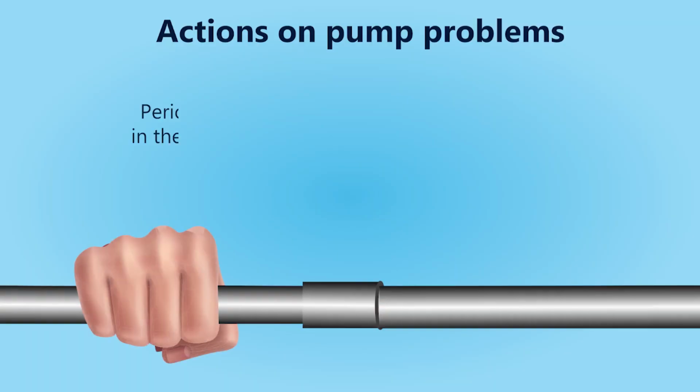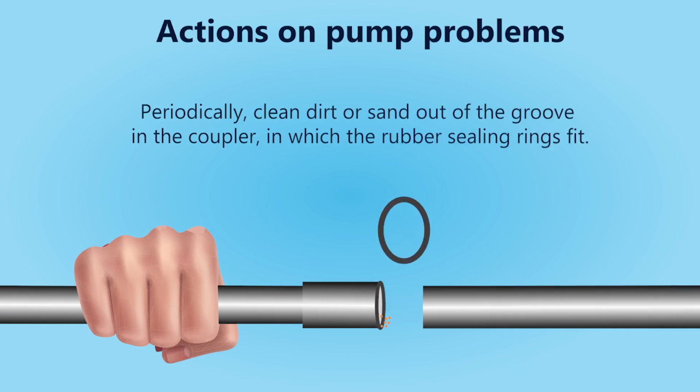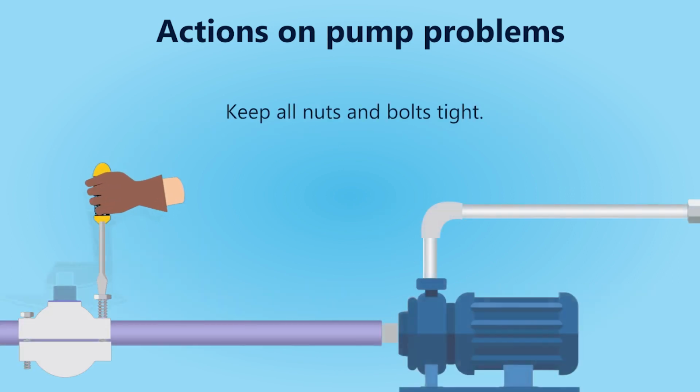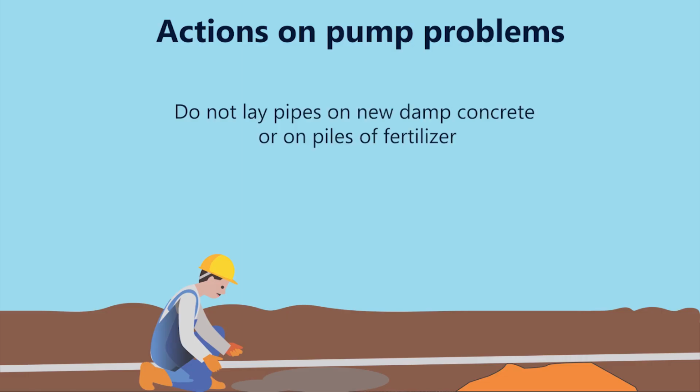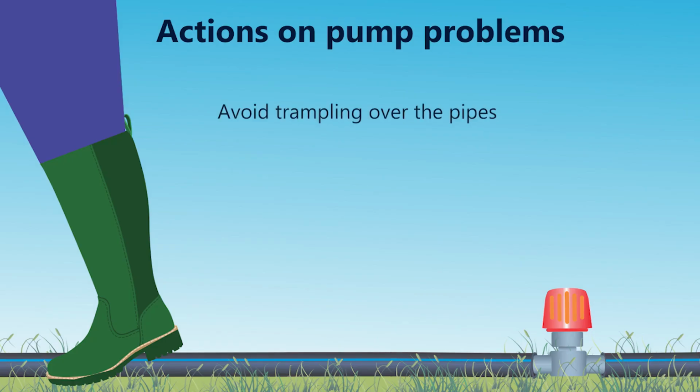So let's see what are the actions that you need to take in order to ensure that your pump works smoothly. Periodically clean dirt or sand out of the groove in the coupler in which the rubber sealing rings fit. Keep all nuts and bolts tight. Do not lay pipes on new damp concrete or on piles of fertilizers. Avoid trampling over the pipes.